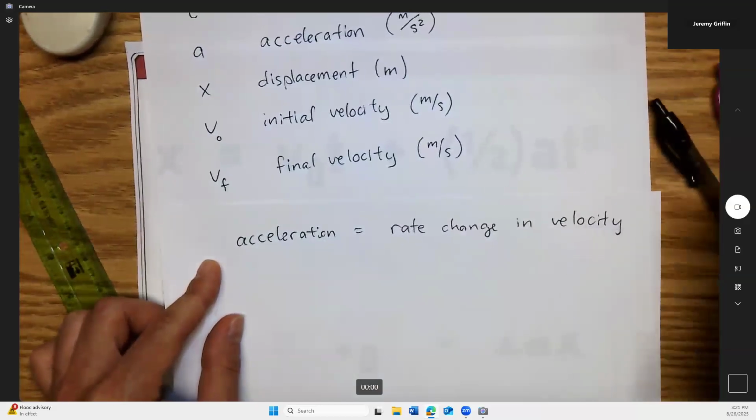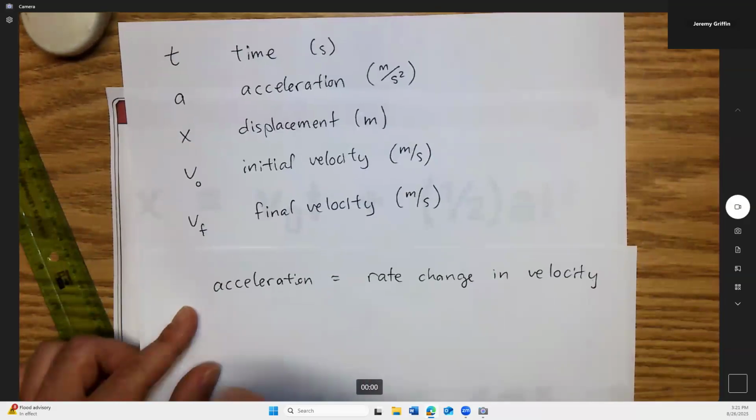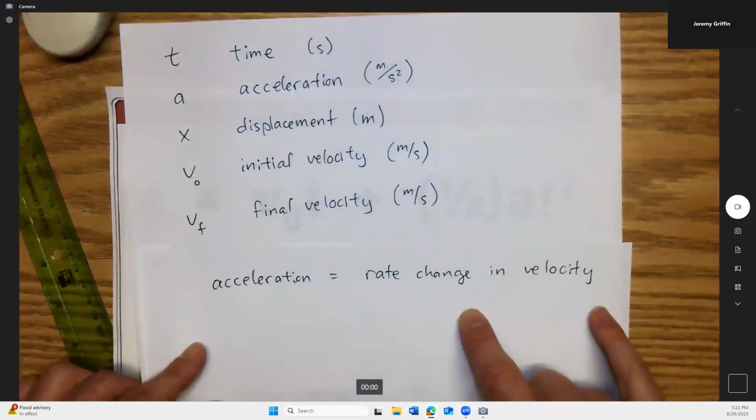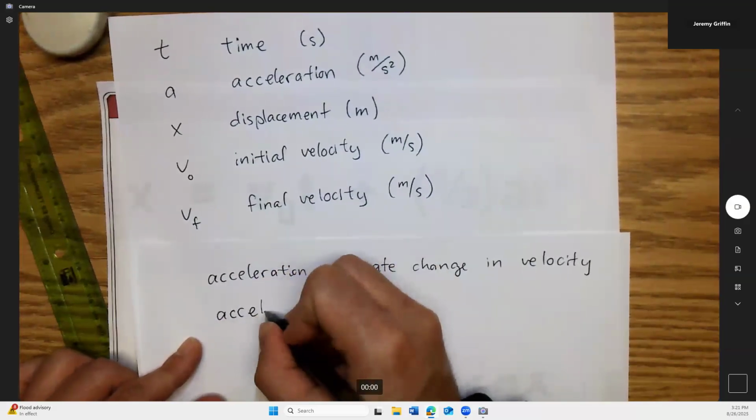Okay. So how quickly is your velocity changing? Are you speeding up slowly, or are you speeding up real fast? Or are you coming to a brake for that matter? That would be like a negative acceleration. Okay. Now let's turn this into an equation form.